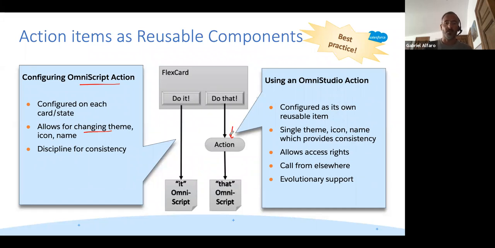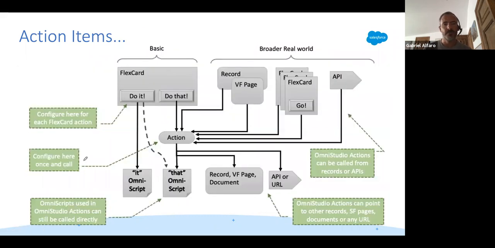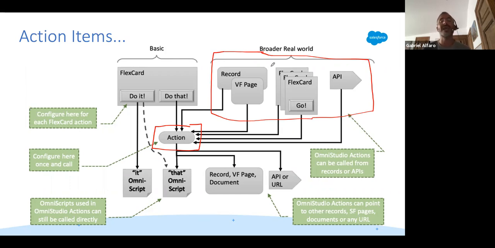The second one, a velocity or OmniStudio action, is configured only once, and it's a reusable component. So you configure the label, the icon, the name, and most of the parameters in the OmniStudio action. And then from the Flexcard, you just call the name of the action, and all the parameters, boom, are inherited, okay, are absorbed. So again, if you go for the option of an OmniStudio action from any of those elements, from a record page, Visual Force page, from a Flexcard, from an external API, you can call this action. And this action in its turn can call anything that can be represented by a URL.